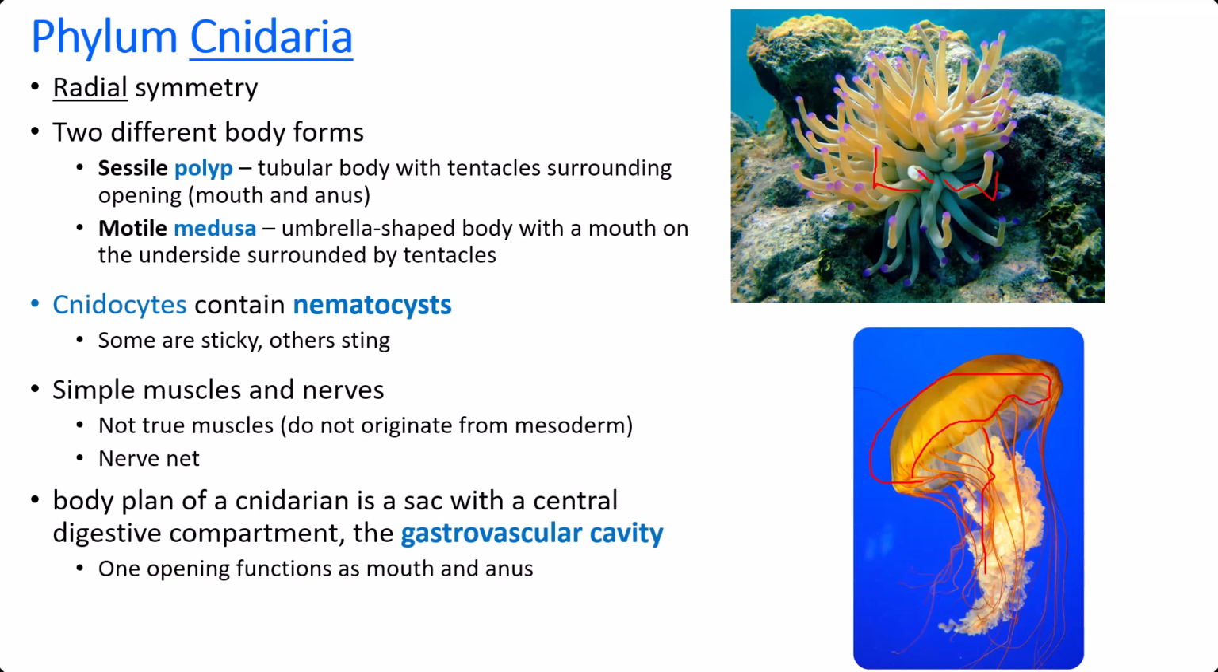Jellyfish, or cnidarians in general, have simple muscles and nerves. Their muscles don't originate from the mesoderm, since they only have two tissue layers, so they're not true muscles. And jellyfish and other cnidarians have a simple nervous system with a nerve net. And their body plan, we'll talk more about that in our animal form and function unit, but they have kind of this sac with one opening for the mouth and anus, and that is called the gastrovascular cavity. That gastrovascular cavity functions both in digestion and circulation, hence gastrovascular cavity.